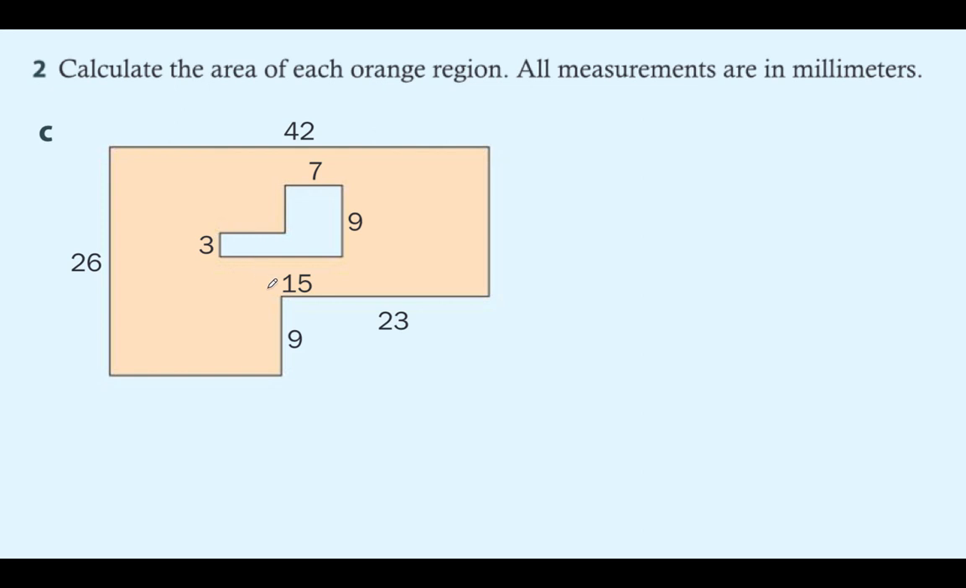For part C, you can see there is a large rectangle in which rectangle number 1, rectangle number 2 and rectangle number 3 areas need to be subtracted. So first of all we will find the area of the outer rectangle, that is 42 by 26. Now we will subtract the area of this rectangle. So this is 23 and this is 9, and subtract the area of this which is 3 and 15, and subtract this as well, which is 7, and this whole length is 9 and 3 is there, so the remaining length is 6.